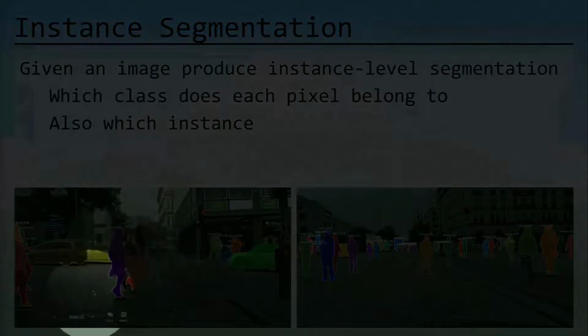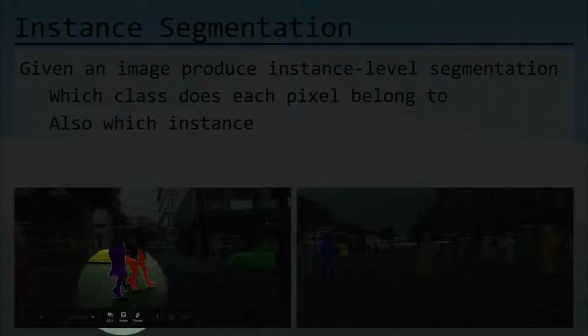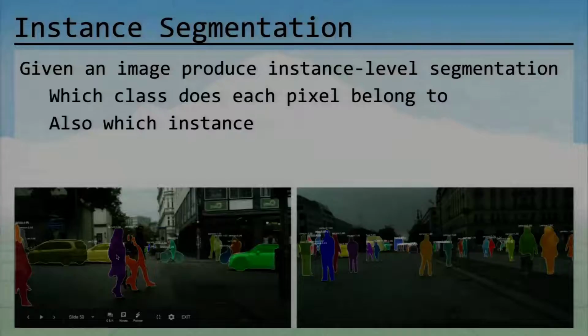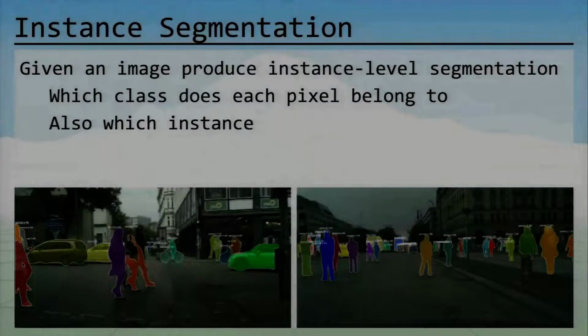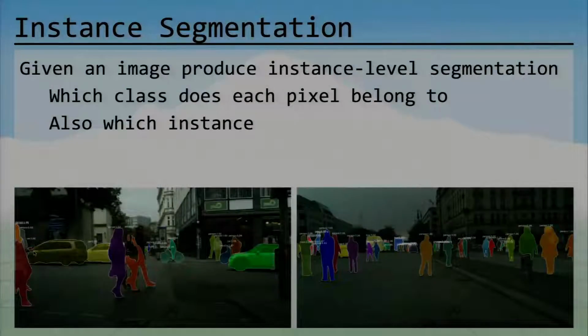So for example, we have a person here, and we have the outline of the person. So we know that all of the pixels in this outline correspond to the person class. But we also know that all of the pixels for this person are a different person than all of these pixels that correspond to some other person. And they're all different than these pixels that correspond to this car, et cetera.